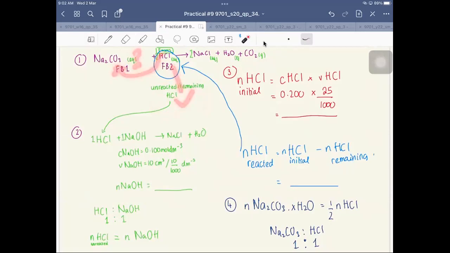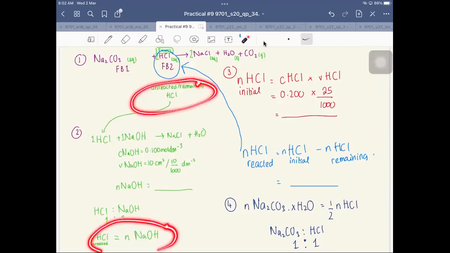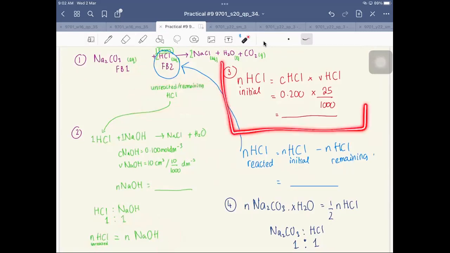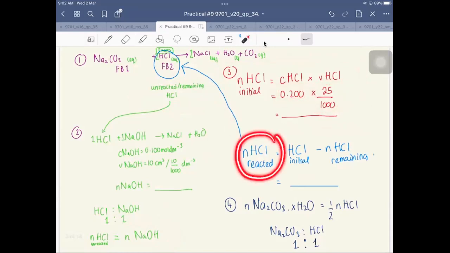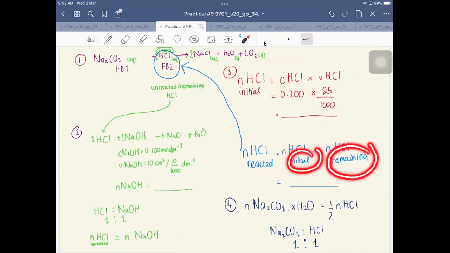Okay? Once I know how much is left from here, I can then move on to part 3 of my working. Part 3 is to find the initial number of moles of HCl, which is what I started with initially. And then to find the number of moles of HCl that has reacted, I take initial minus remaining.